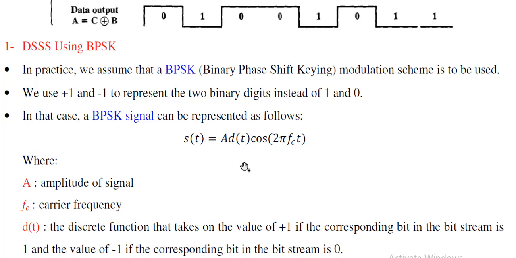So the original signal is as follows. We have the cosine or sine of 2 pi times the carrier frequency multiplied by t. This is to generate a simple analog signal. We multiply it by dt, which is either plus 1 or minus 1. If the bit is equal to one, then we use plus one. If we have zero, we use minus one. So we will get two different signals, one positive and the other negative, or two reverse signals. And of course, as we saw before, we need a carrier frequency in order to carry the signal, and A is the maximum amplitude of the signal.